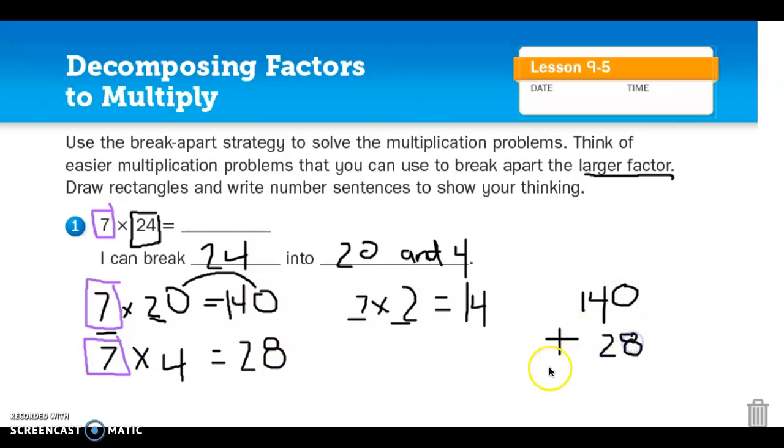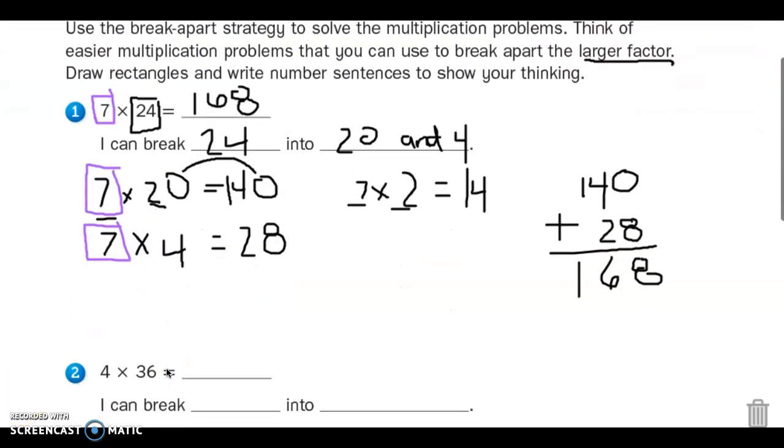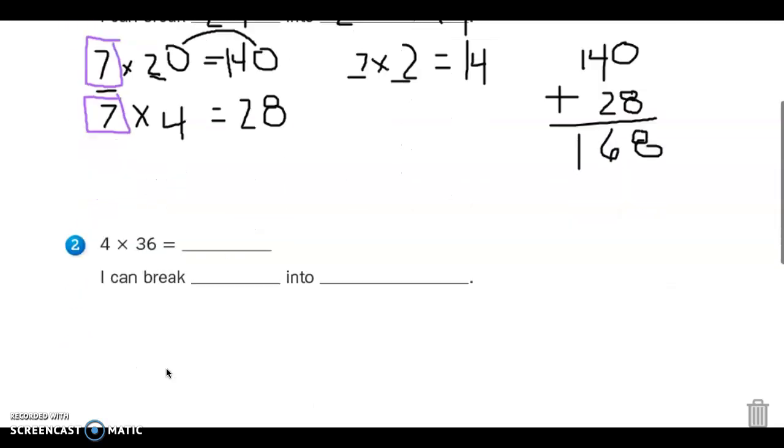Again, we always start adding in our ones place. So 0 plus 8 is 8. 8 plus nothing is 8. 4 plus 2 is 6. And 1 plus nothing is 1. So our answer is 168. Do you see how that might have been a little difficult if I had to add 24 7 times? But now that I did 7 times 20 and 7 times 4 and then just added them, that was much more understandable or simpler for me to figure out.